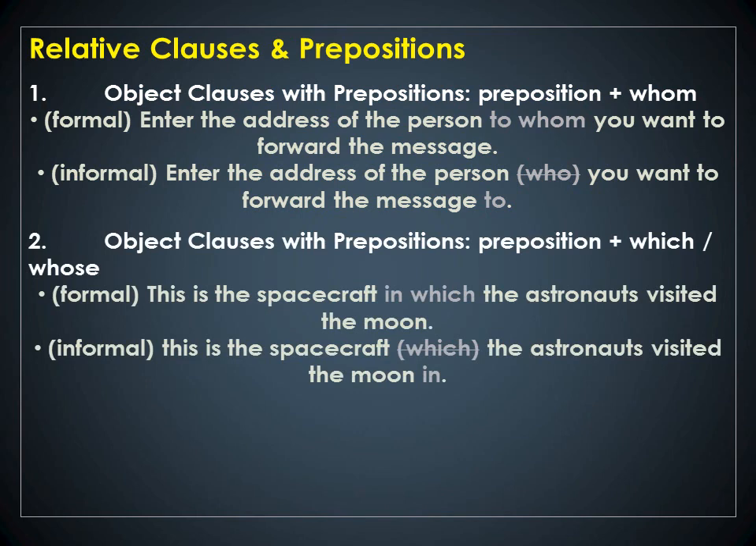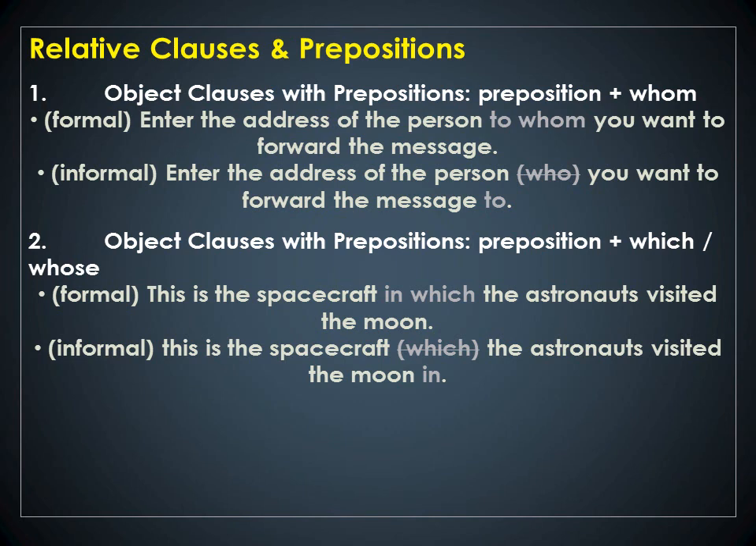So, prepositions can be used with which and whose. This is the spacecraft in which the astronauts visited the moon. This is the spacecraft the astronauts visited the moon in. So remember that in the informal way, you can leave out the relative pronoun which, because this is an object clause. Okay? Don't forget this. And focus on the position of the preposition.